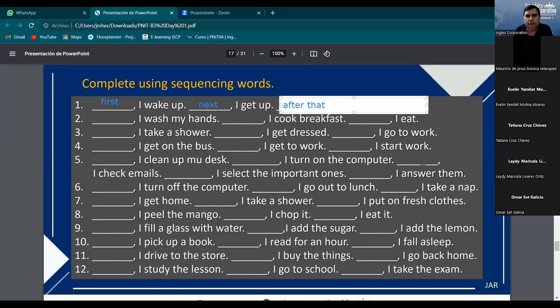Next, I get up, after that. First, I wake up. Next, I get up. After that, I go to the bathroom.